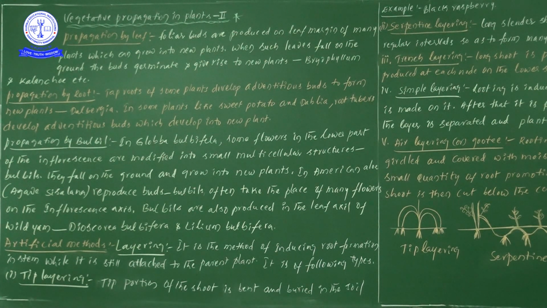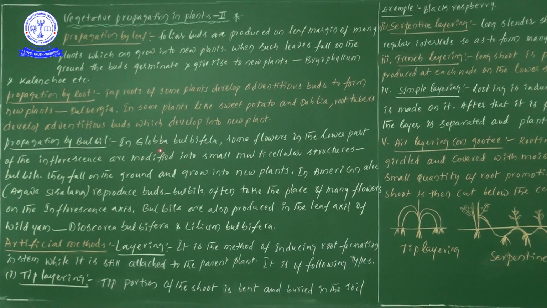Next, continuing, there is American aloe. In American aloe, the scientific name is Agave sisalana. You can remember it as American aloe or simply agave. Okay, if you have the capability you can remember the scientific name, no problem. Reproductive buds, which are nothing but bulbils, often take the place of many flowers on the inflorescence axis.